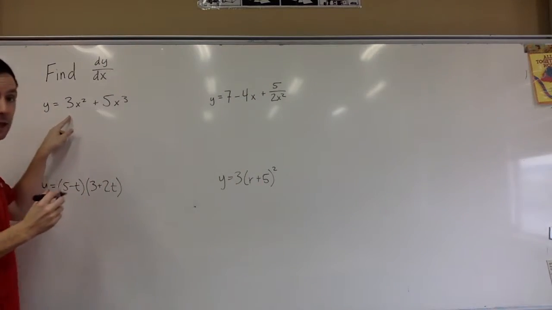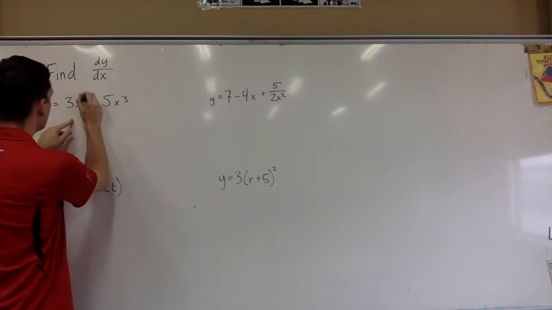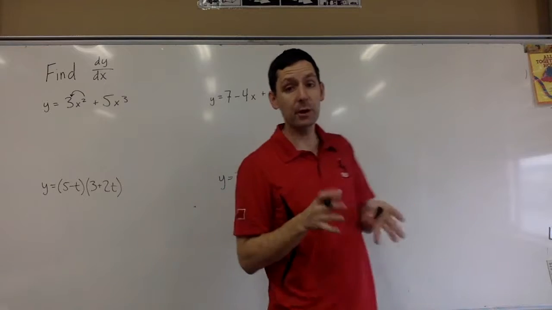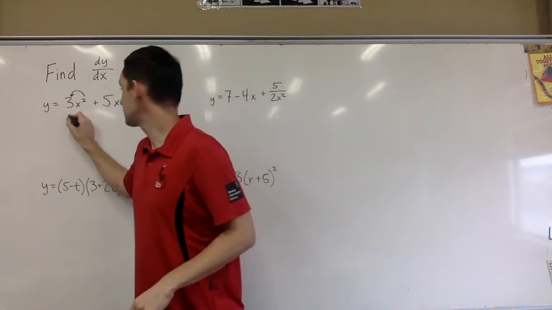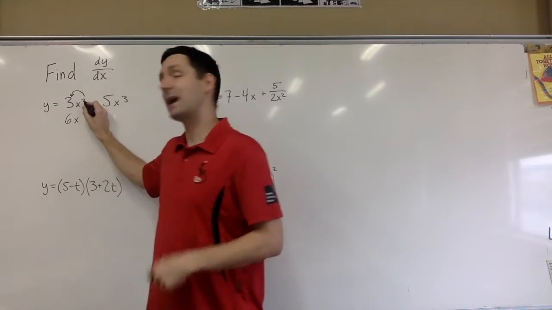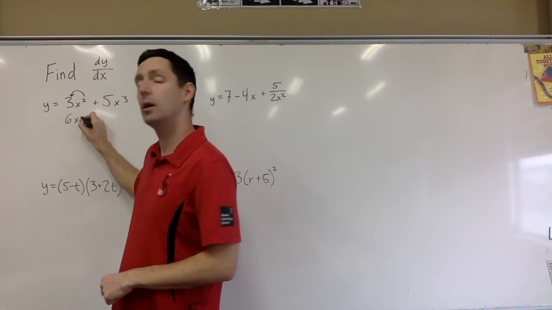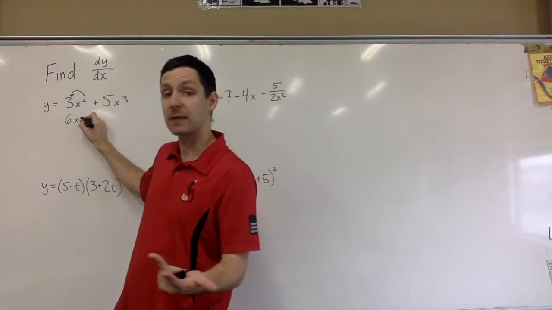So in this case, I've got the 2, which is going to come down here in front of the 3. So the 2 is going to be multiplied by the 3, which is going to be 6. So I'm going to have 6x, and then the exponent goes down by 1. So x to the 2 minus 1 is 1. 1, of course, is an exponent that doesn't have to be there.